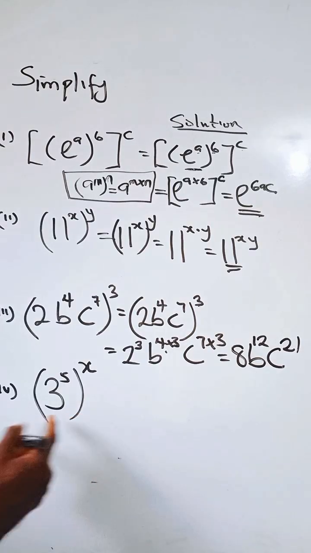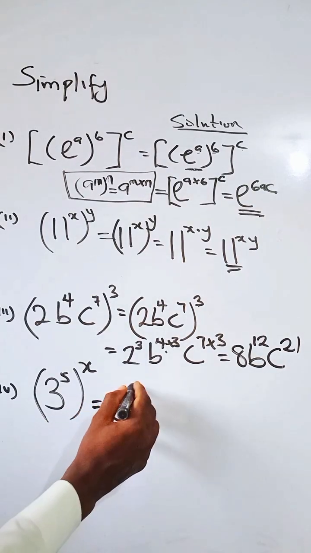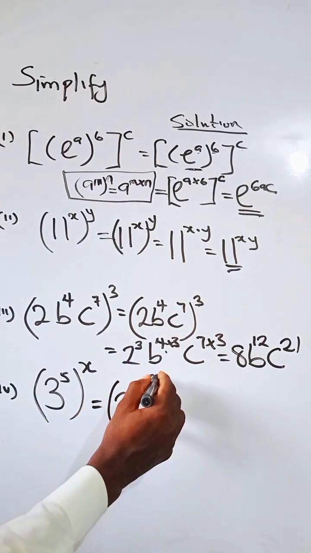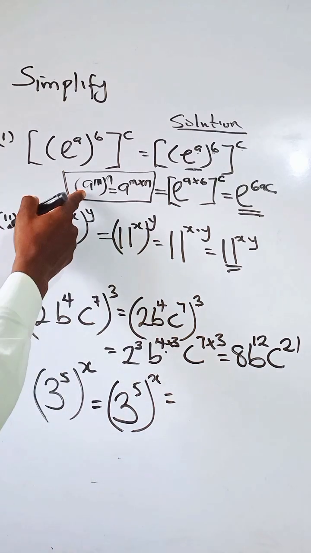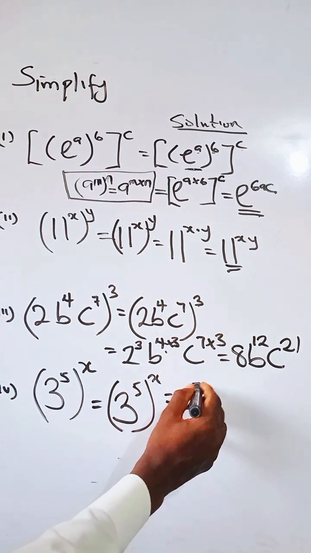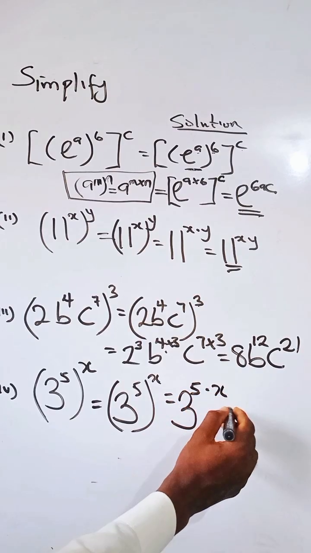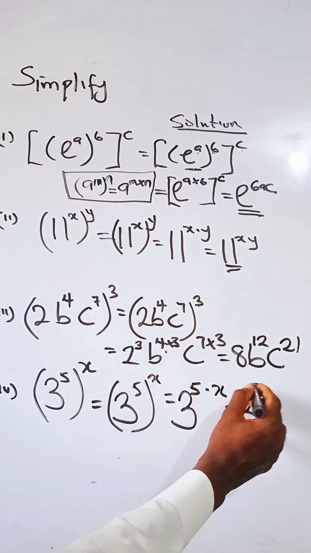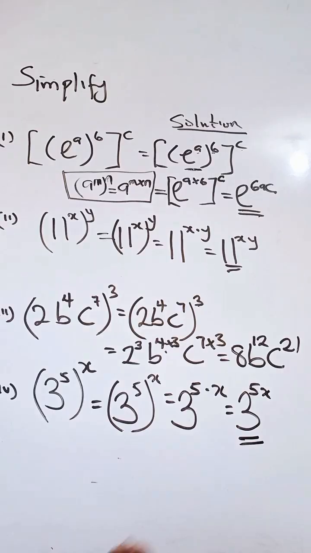Last one, we have 3 raised to power 5, raised to power x. So when we apply the exponent rule, we multiply the powers. So we have 3 raised to power 5 times x. So that gives 3 raised to power 5x.